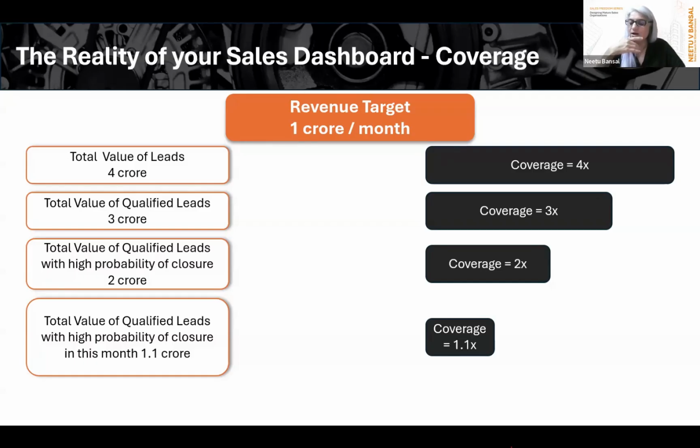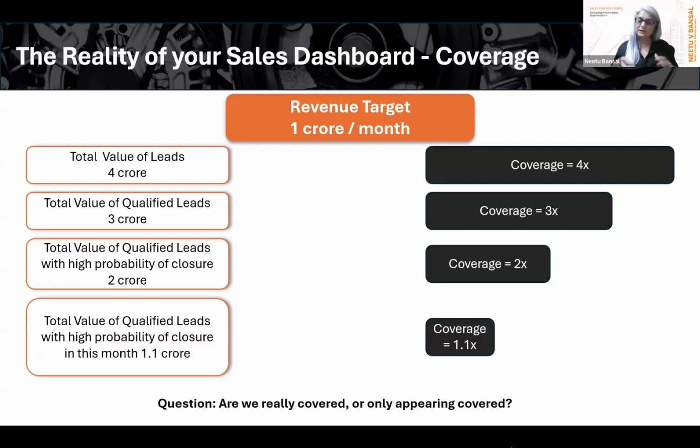Now tell me, is this a good coverage? Depending on like what Jinesh said, on the rate of closing. If the client closes 50% of their deals and their coverage is 1.1x, how much money do you think they're going to make this month? Only 50%. Only 55 lakhs. 55 lakhs, right?